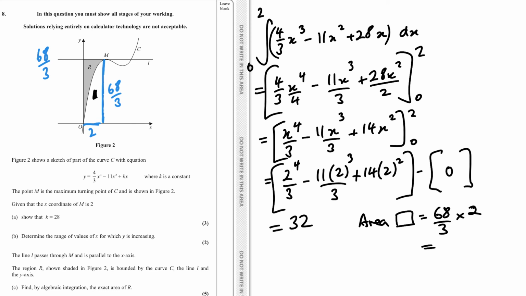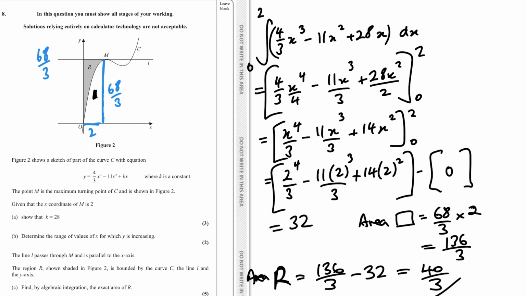So that's going to be 136/3. So the area of R is going to be this 136/3 minus 32. And of course that equals 40/3, as we've already seen. So this is an alternative way. It's totally up to you which way you do it.